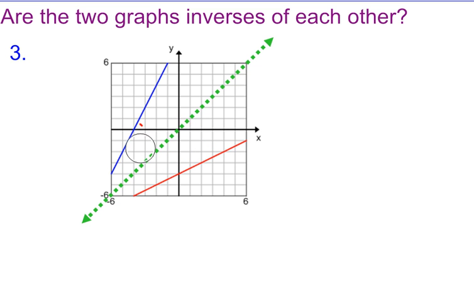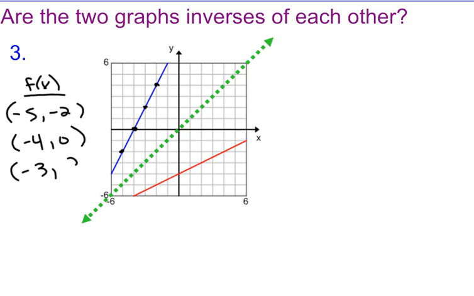So one of the things I want you to do is pick some points that you can name on both graphs. For instance, I think I could name these points right here. So I'm going to write them down. We'll call this one f of x. So for these points, I can name negative 5, negative 2, negative 4, 0, negative 3, 2, and negative 2, 4. So all those points I just put in black, I can name those.